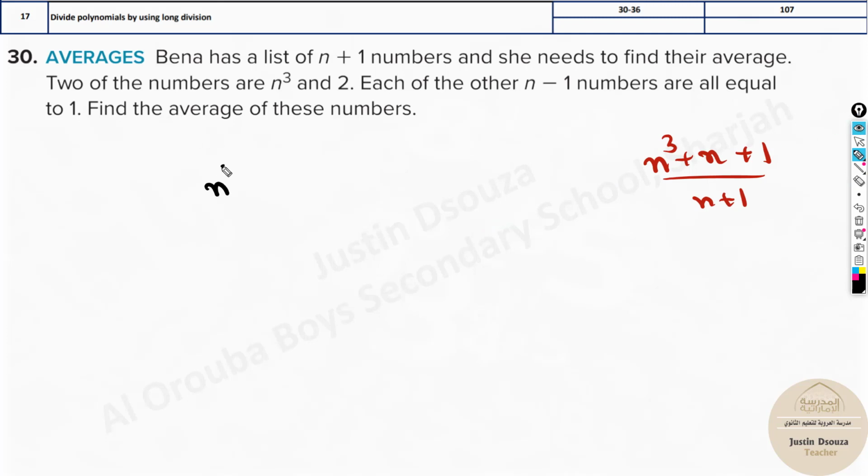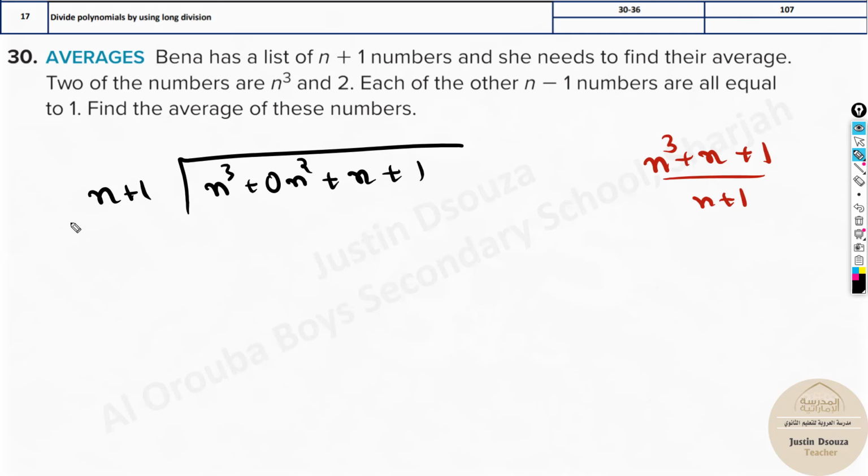the dividend n cube plus, there is no n squared, so it is 0 n square plus n plus 1 divided by, what is this? n plus 1. Now what do you have to multiply over here? What do you have to multiply to get n cube? So it is basically like this: n multiplied by an unknown number equals n cube. This is power 1. It should be n power 2, isn't it? So you multiply by n square. So you'll get n times n square is n cube. And this multiply over here.